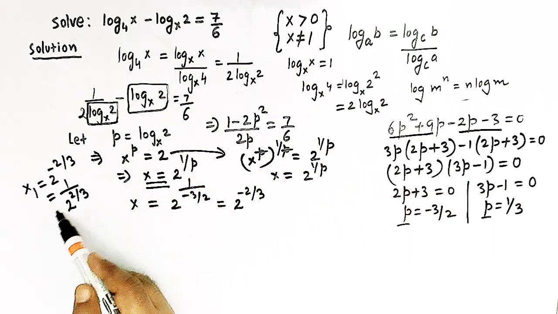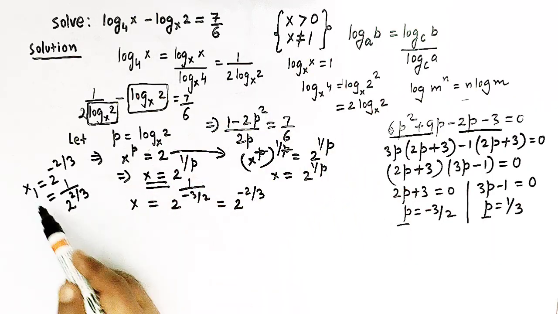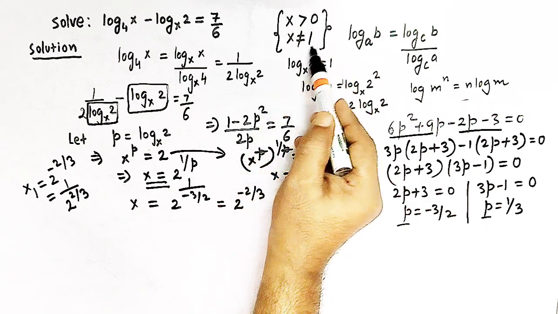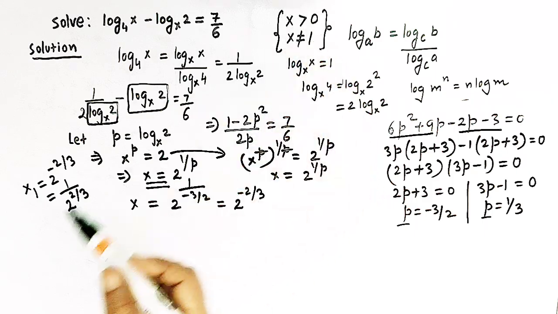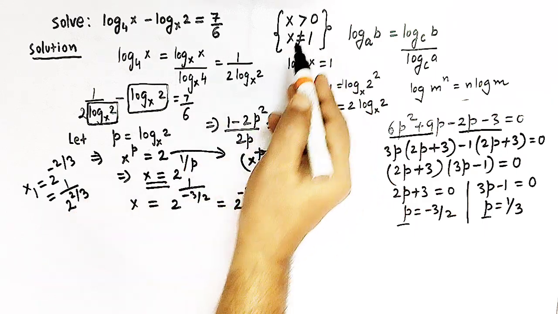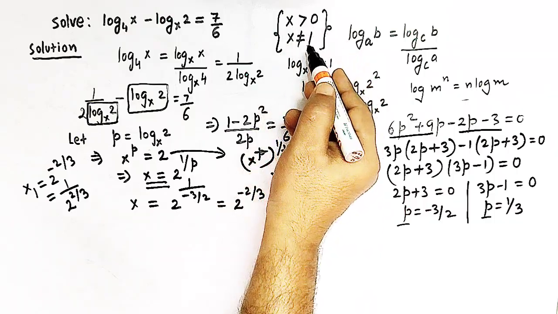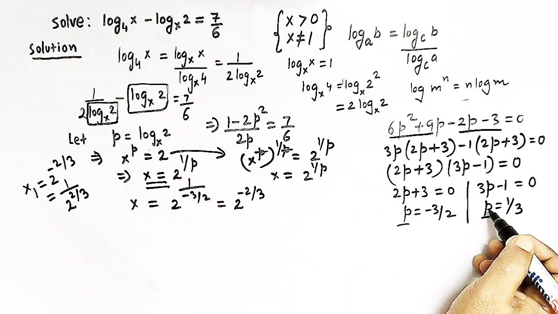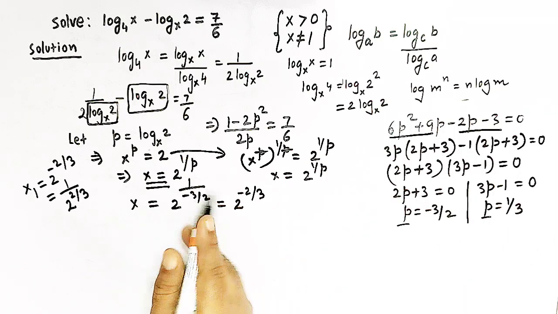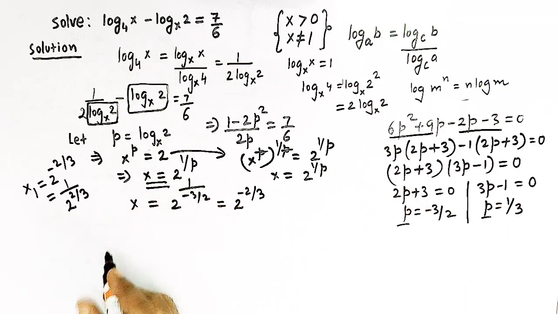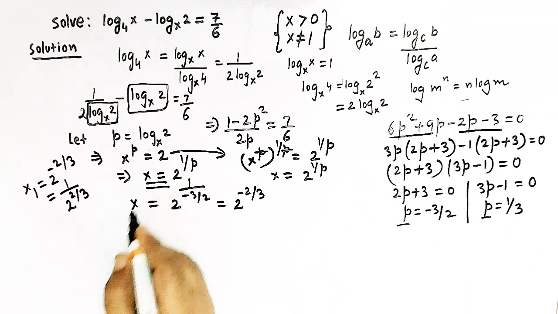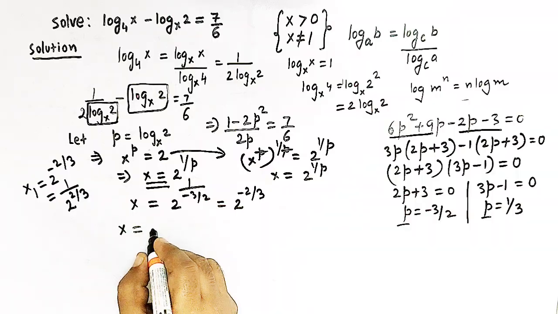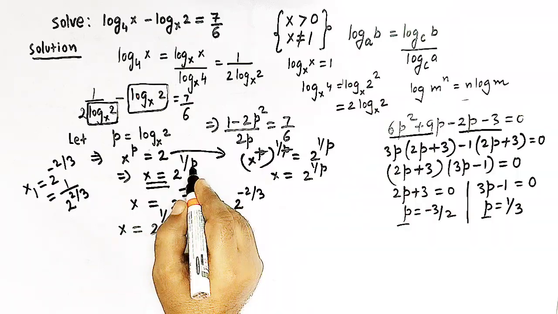And obviously this value of x satisfies both these conditions, that is x is greater than 0, that is, this term is clearly greater than 0, and it is not equal to 1. So now let us take p is equal to 1 over 3 in this expression. So the second value of x can be obtained like this: 2 raised to 1 over p.